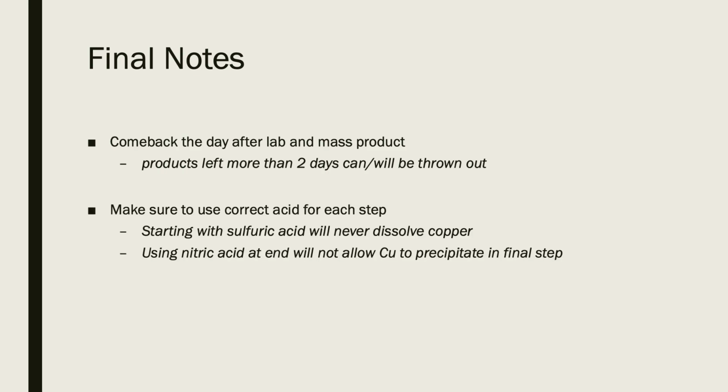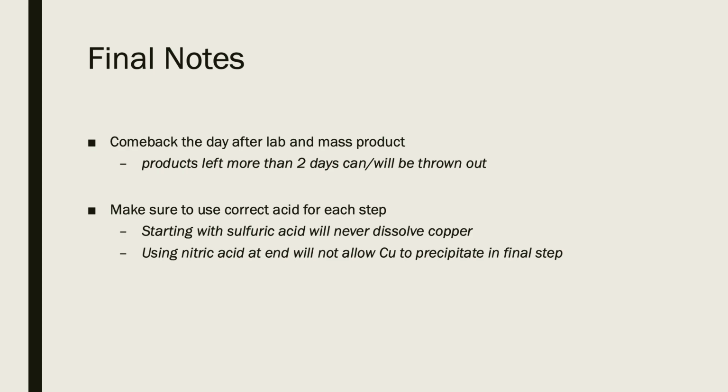And then the last final thing is just to remind people as they're doing the lab, make sure you use the correct acid for each step. You'll be very sad if you use the wrong one at the wrong time. Like at the start, if you use sulfuric, your product will never dissolve. It will pretty much just never dissolve. And so you have to use nitric for the first step. And towards the very end, when you're redissolving your copper oxide, you have to use sulfuric acid.